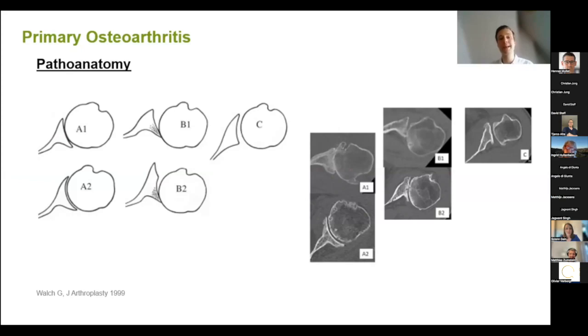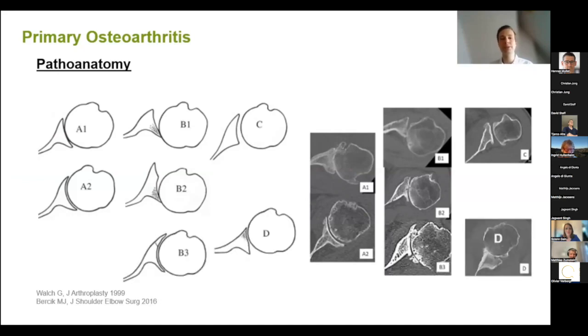Both type A and B were further stratified according to the degree of erosion, with type B2 having this typical biconcave glenoid. Then the modified classification, published in 2016, added two subtypes. Type B3 was defined by important posterior humeral head subluxation, but a concave wear pattern of the glenoid due to more severe erosion. And type D was added to cover the rarely seen type with anterior humeral head decentering.